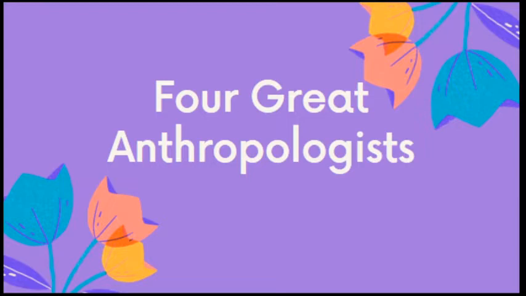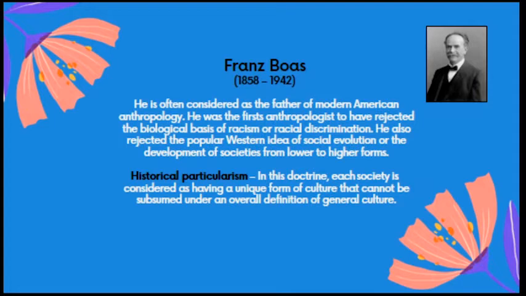And we have the 4 great anthropologists who helped to formalize and advance anthropology as a discipline, namely Franz Boas, Bronisław Kasper Malinowski, Alfred Reginald Radcliffe-Brown, and Marcel Mauss. Franz Boas is considered the father of modern American anthropology. He was the first anthropologist to have rejected the biological basis of racism or racial discrimination.